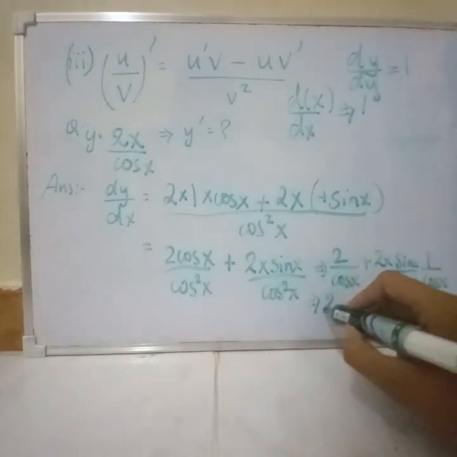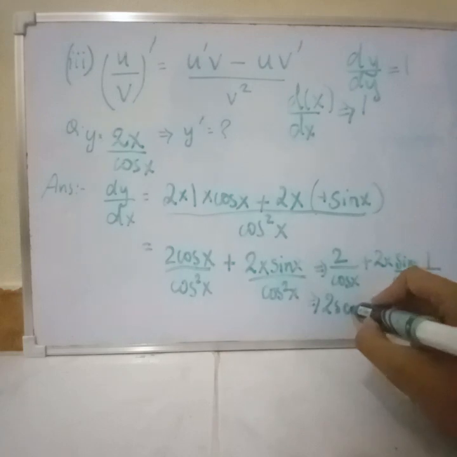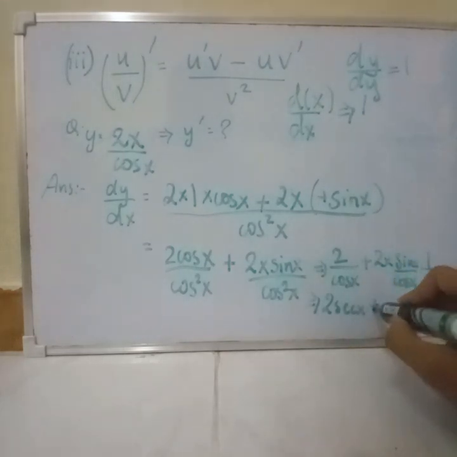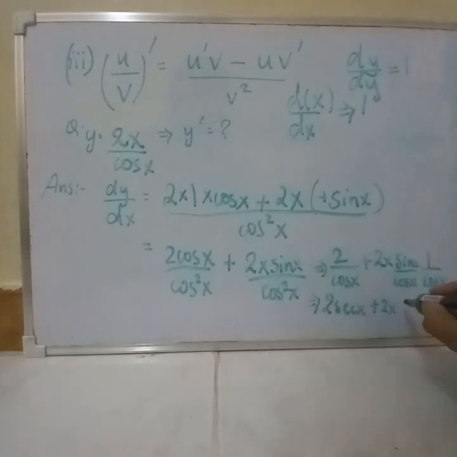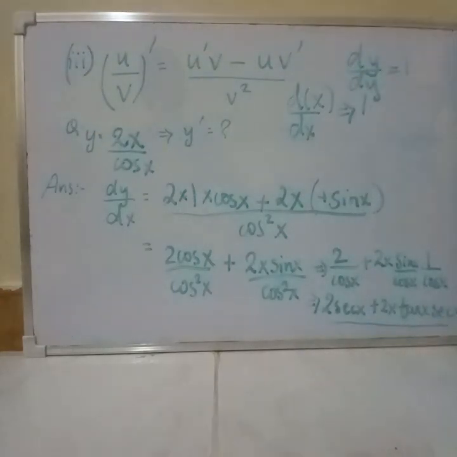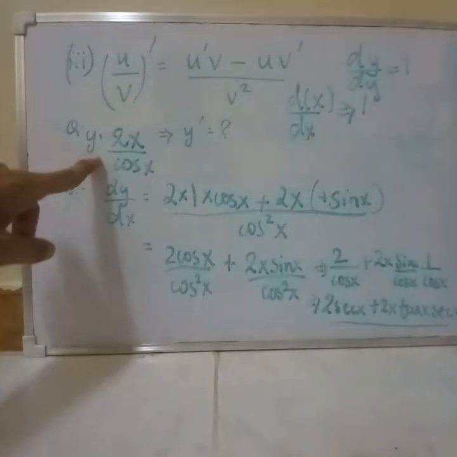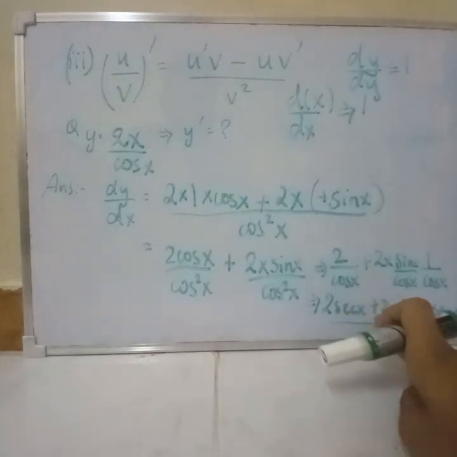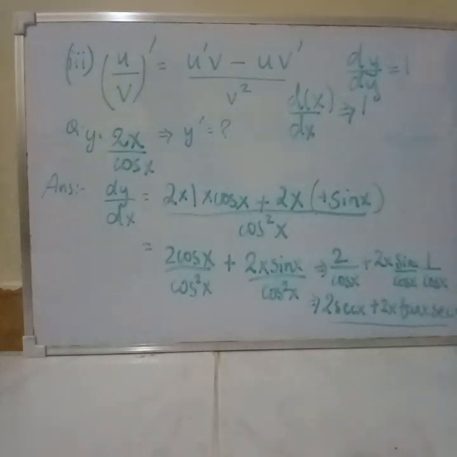It is sec. So it will be 2 sec x plus 2x, and sin by cos is tan, and 1 by cos is secant. So this is the final answer. This is the differentiation of the function given here: 2 sec x plus 2x tan x sec x.